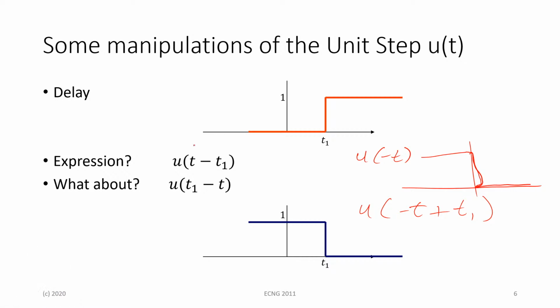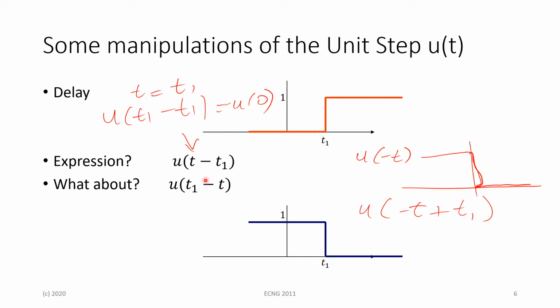So if we said that t equals t1, that means u of t1 minus t1 equals u of 0. So that's how we know where our change actually occurs, because u of 0 represents this vertical change here. Now, we want u of minus t plus t1, but we want to make sure what the value in this bracket is to get u of 0.